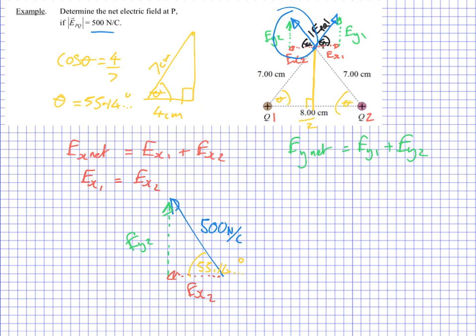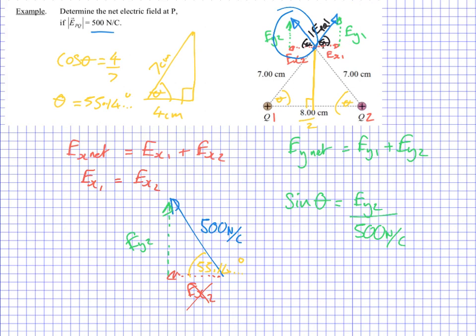Okay, so now it's pretty easy. I'm not going to bother solving for the x because they cancel out. I don't need to know that. I do need to know the green one. So what is the green one? Well, this is opposite. So I'm going to be using sine. I'm going to say sine of the angle is SOH. So this is opposite over hypotenuse. So the opposite here is the EY2. That's what I'm trying to find out. And the hypotenuse, of course, is the 500 newtons per coulomb.